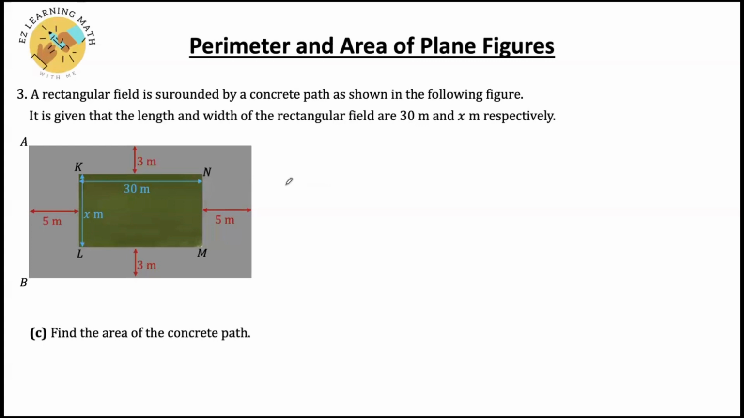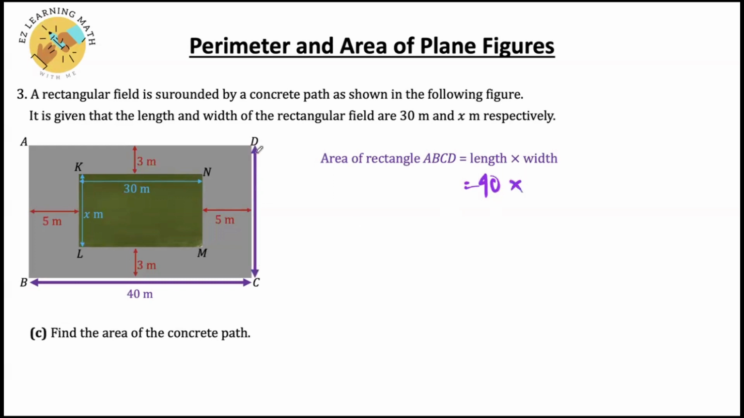Okay, now let's label the bigger rectangle ABCD, and then let's write the formula of rectangle area. As we know that the area of a rectangle is length times width. The line is BC, so since this is 5, this is 30. And this is 5, so the length is 40 meters. And the width CD is 3 plus 18 plus 3 is 24. 40 times 24 is 960 square meter.